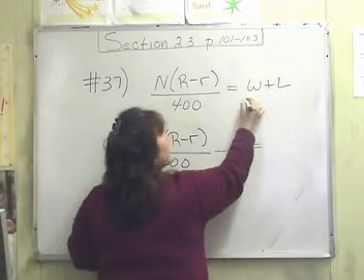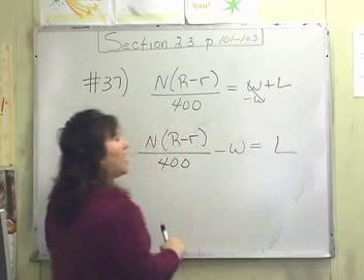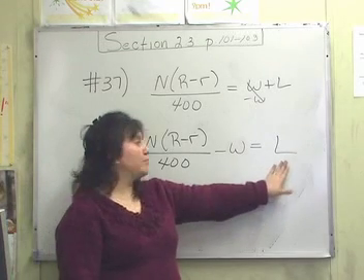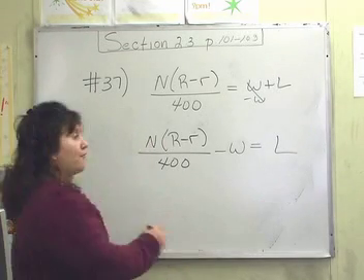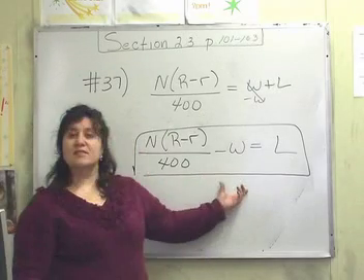On the right-hand side, when I subtract W, I get 0, and I'm left with L. I have isolated the variable that I am trying to solve for. Therefore, that is our final answer.